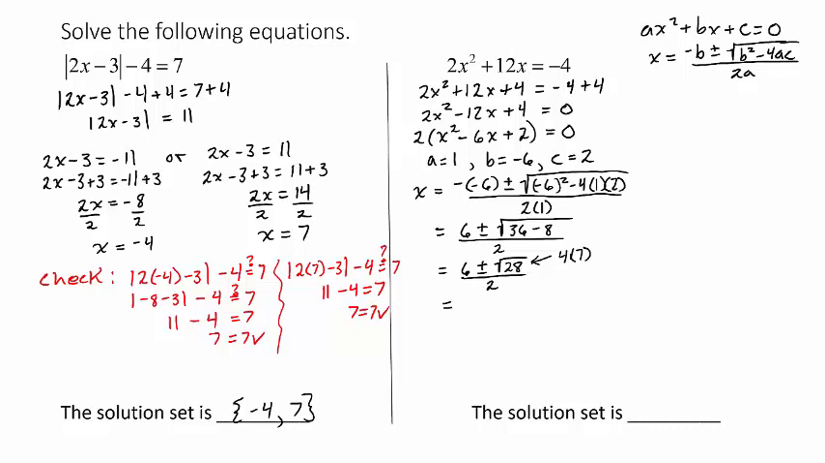So what's the square root of 4? Well, 2, right? And then we'd have a 7 left over underneath there, all over 2. Okay, 6 over 2 is 3, right? And 2 over 2 is 1, okay? So I end up with 3 plus or minus the square root of 7.